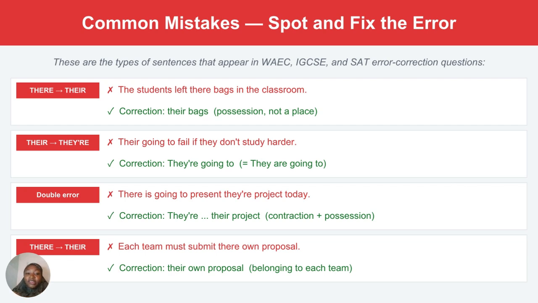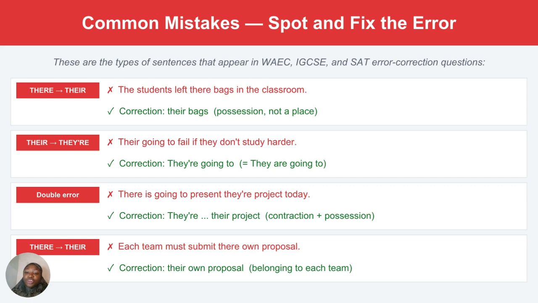Look at this incorrect sentence. The students left there bags in the classroom. Bags are objects owned by people. So we must correct the there with what? Their bags, which shows possession. Now let's look at the second example. There going to fail if they don't study harder. Ask yourself, they are going to fail. Yes. So we must correct the there to the contraction. They're going to.